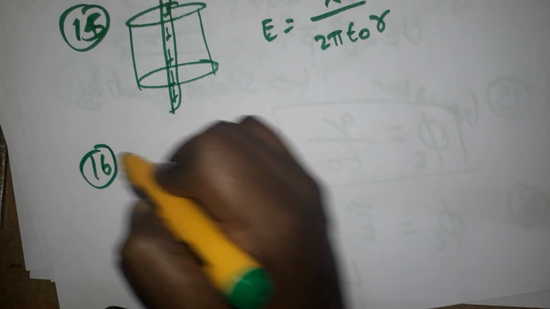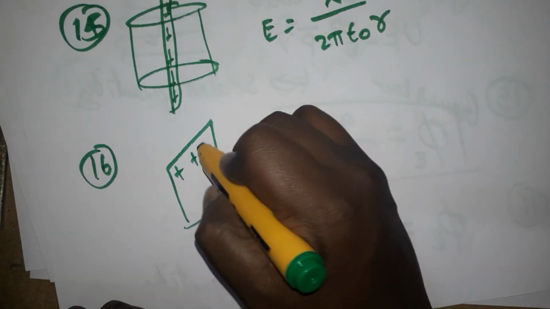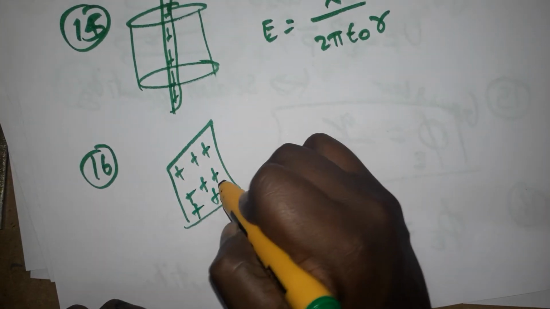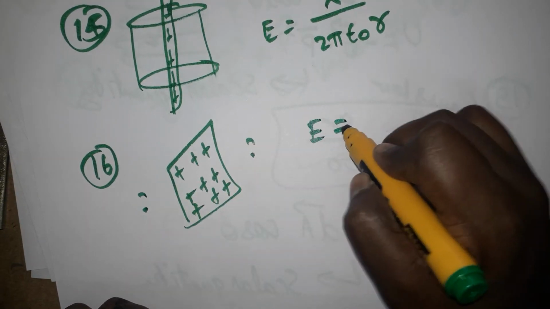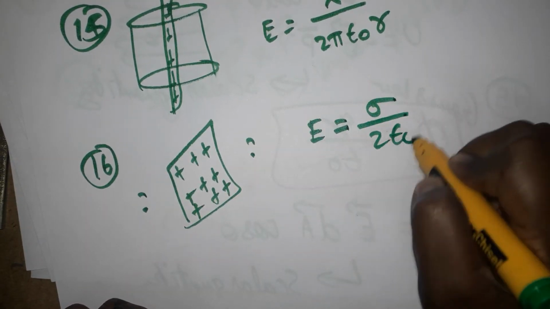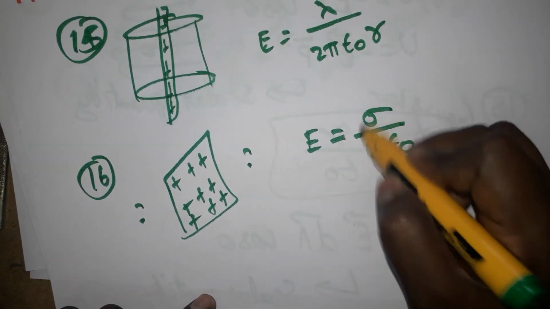Formula number 16. I have a sheet. What is the electric field produced due to the sheet around from here and here? Electric field is equal to sigma by 2 epsilon naught. Sigma is the charge density.